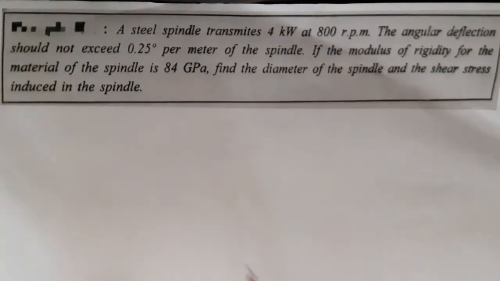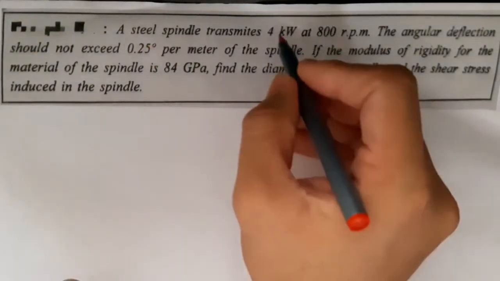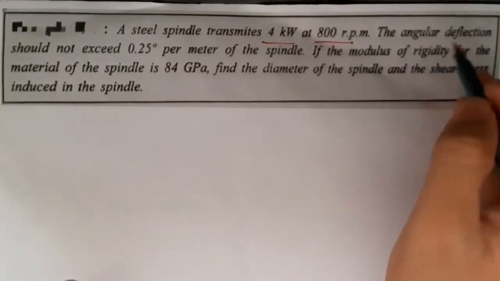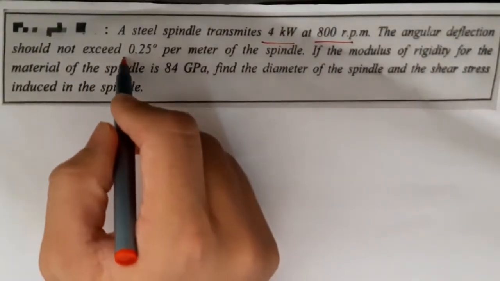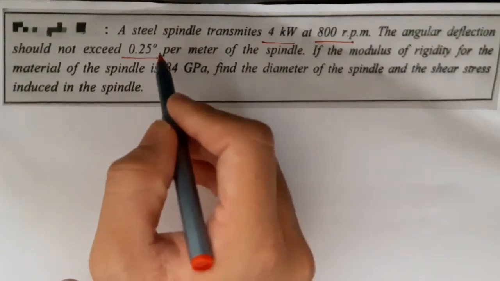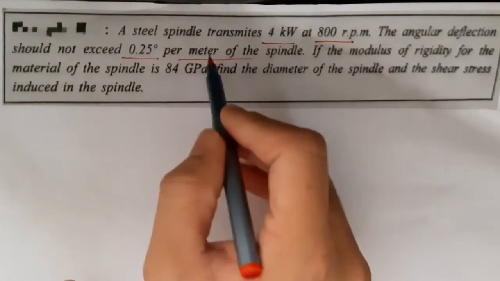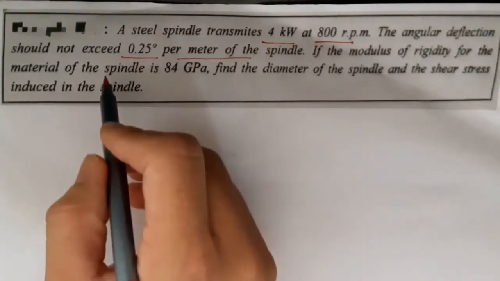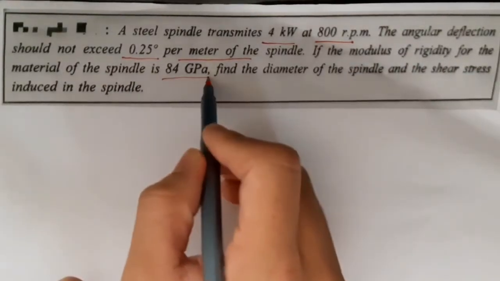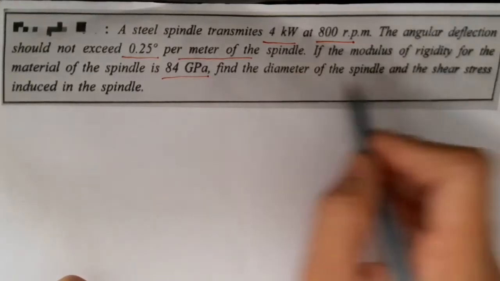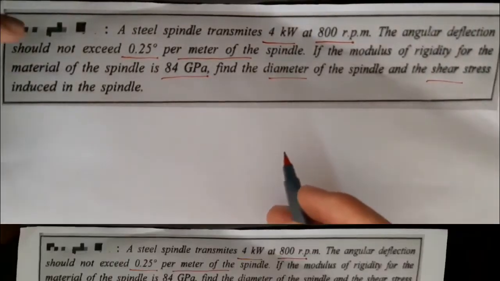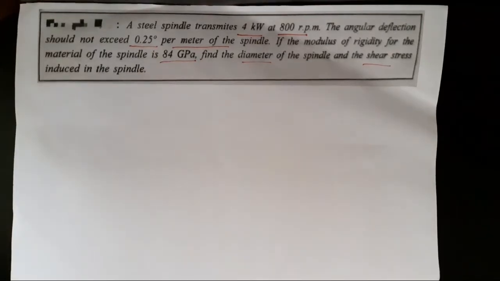So I will repeat again. A steel spindle transmits 4 kilowatt power at 800 rpm. The angular deflection should not exceed 0.25 degree, so theta is given, and per meter of the spindle, so the length of the spindle is 1 meter. If the modulus of rigidity for the material of the spindle is 84 gigapascal, find the diameter and the shear stress induced in the spindle. We will move towards the given data.